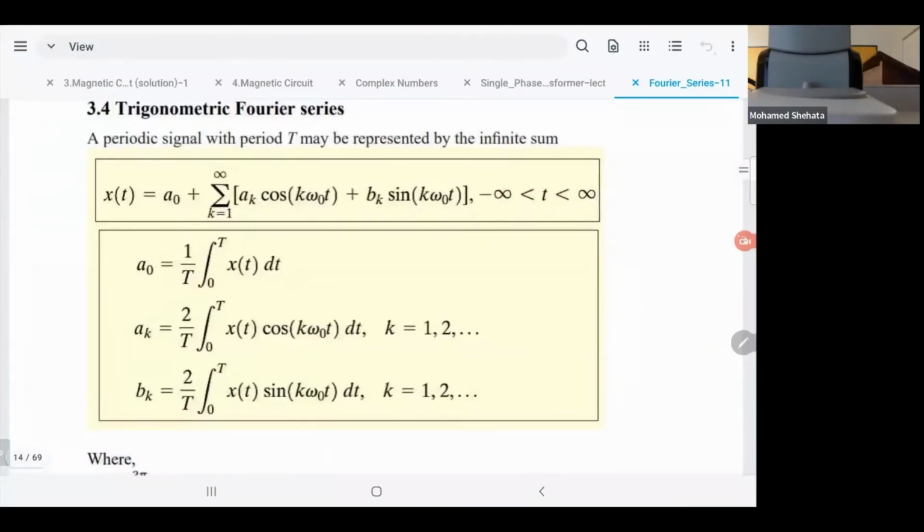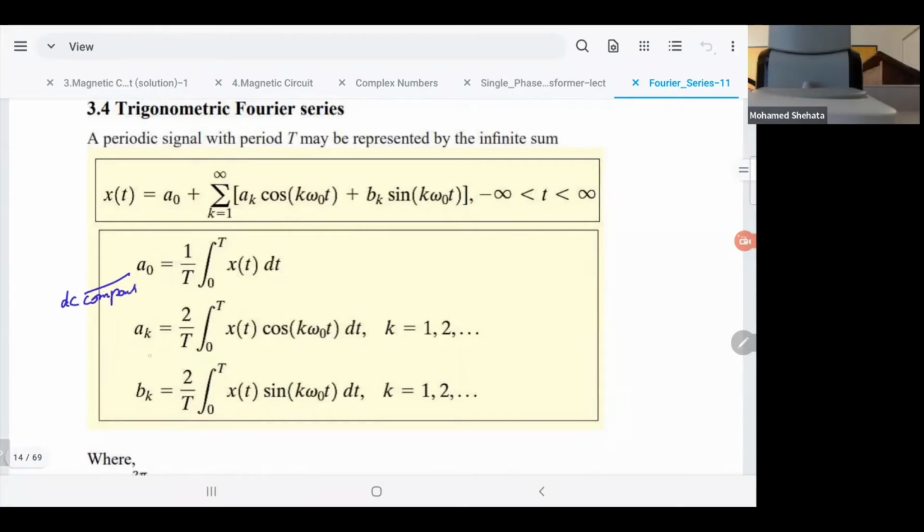So that's A naught. x of t is equal to A naught. What's A naught? That's the average, the DC component. How do we calculate it? First, we said that the signal x of t is a periodic signal. It means it has a period. The period is equal to T. So you say 1 over T, the integration from 0 to T, it's the average. That's how we get the average by integration. So that's the DC component.